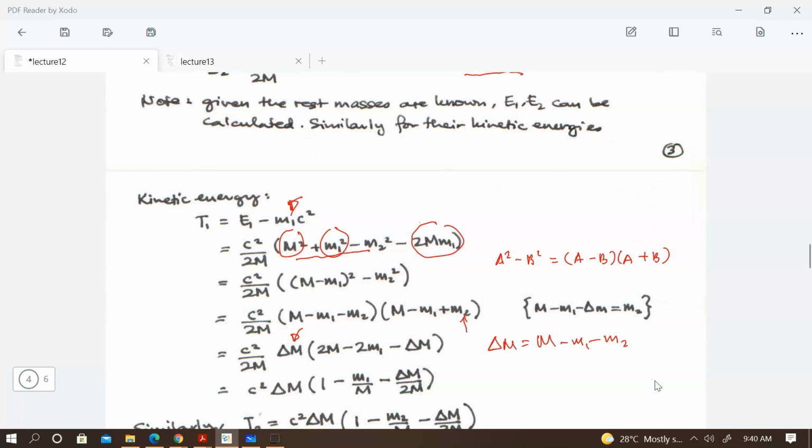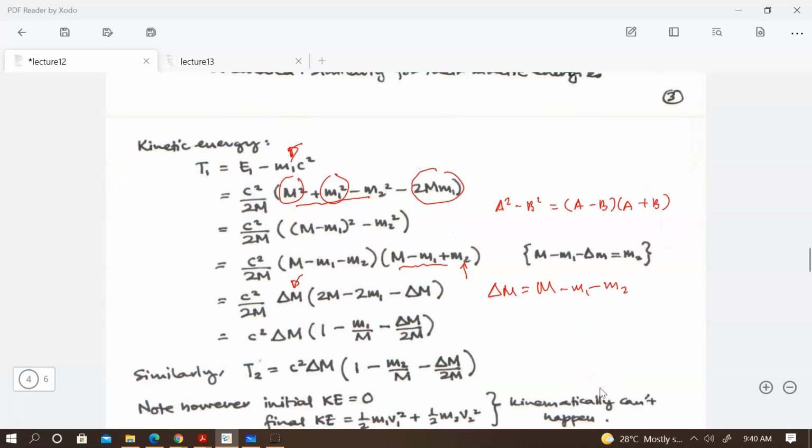Okay, remember that this is minus, so I get minus capital M plus m1 plus m2. So I get back to the same expression as before. I can simplify this into this expression. Here you have your mass defect, and then another factor which is related to the idea of a kind of relative mass.